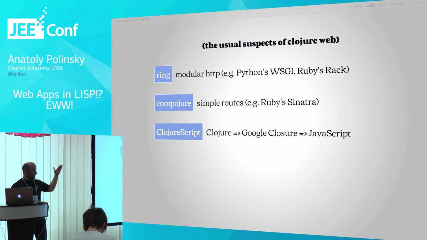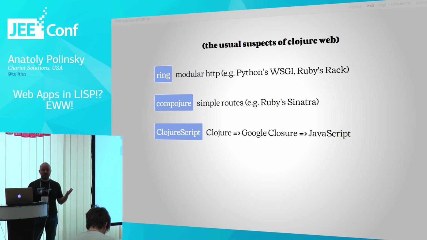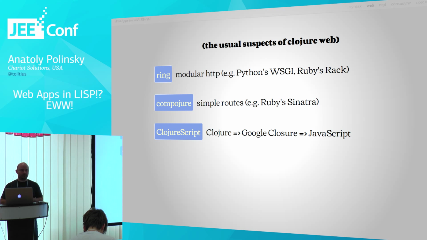Another usual suspect, though some people use a different routing library, is called Compojure. If you ever looked at Ruby's Sinatra or maybe Java's Spark, that would be very similar, and we'll look at it. It's a very simple way to get your routes done. And ClojureScript is basically Clojure code that's put through the Google Closure compiler, and that produces JavaScript.